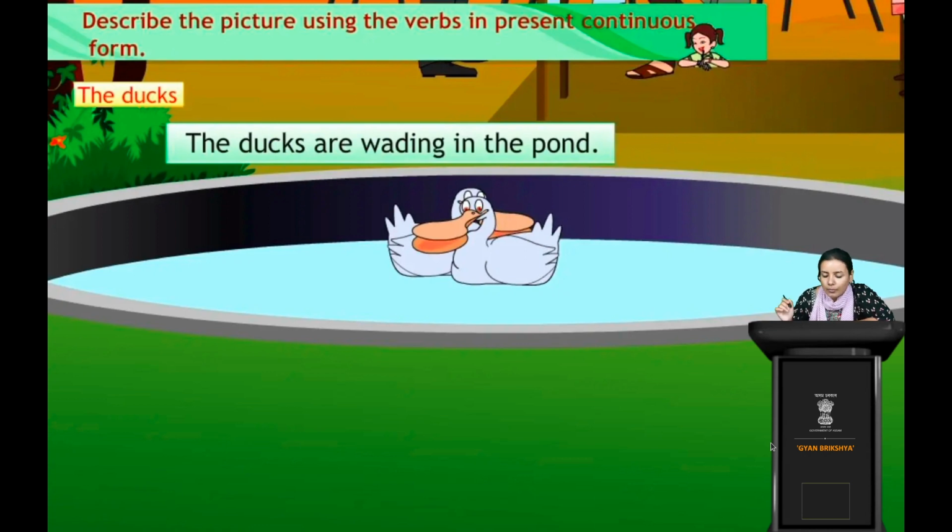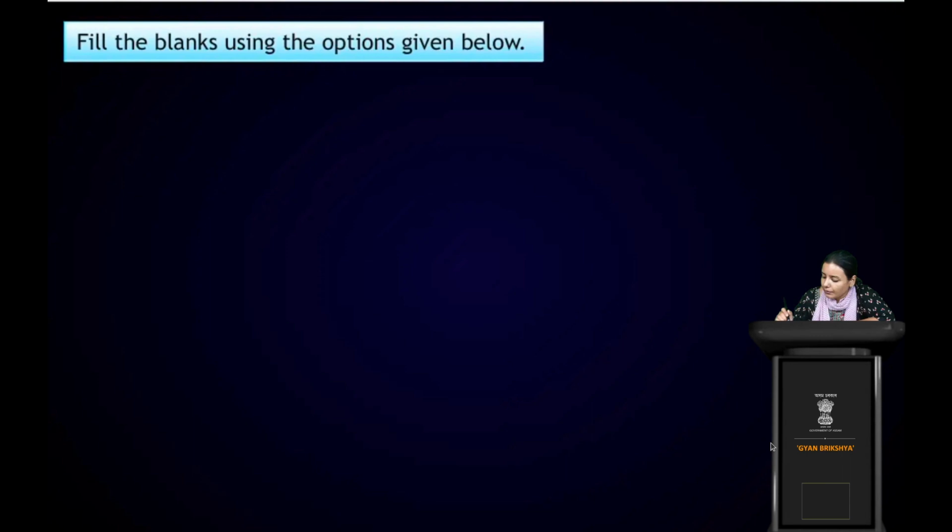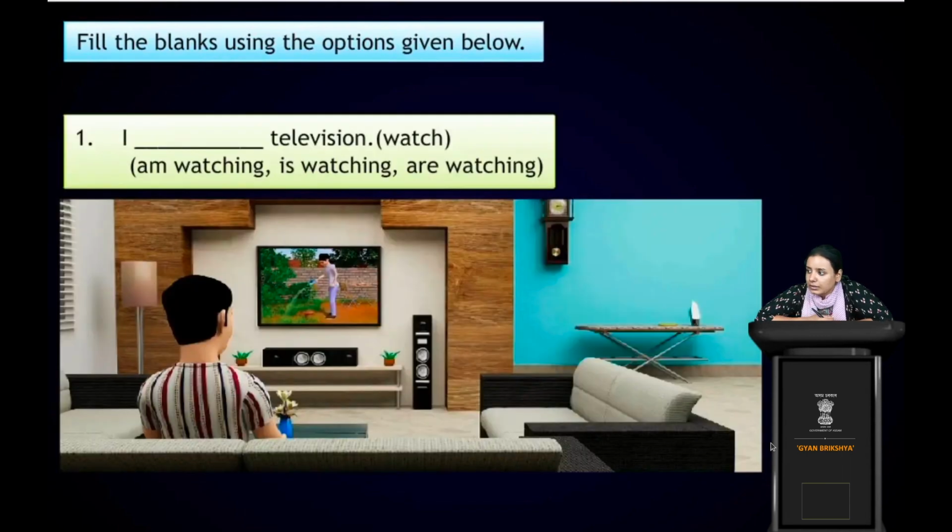That is in plural form only, plural present form. Now fill in the blanks using the options given below. So you have to fill the sentence. First see and observe the scenario. Then you have to say what will be the correct option. So: I dash television, in bracket watch: I am watching, is watching, are watching.